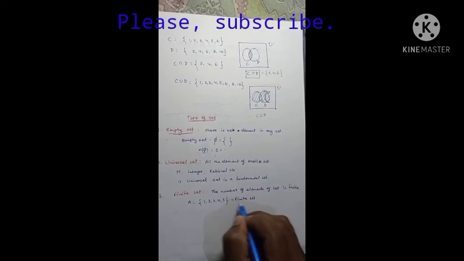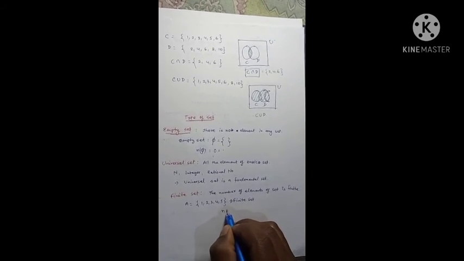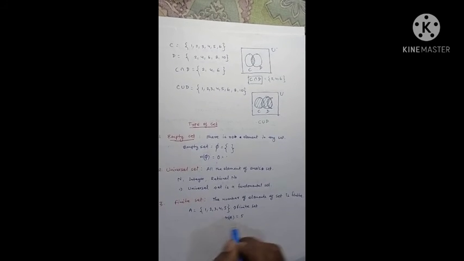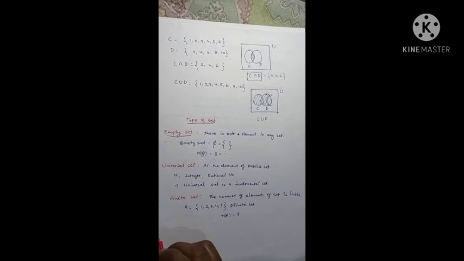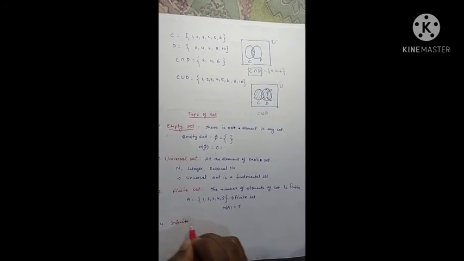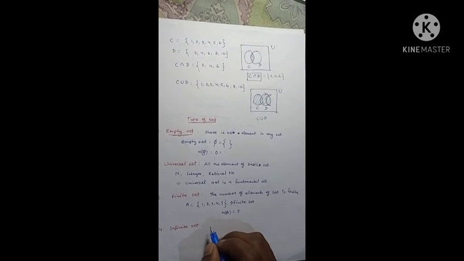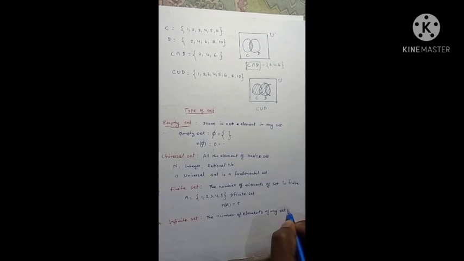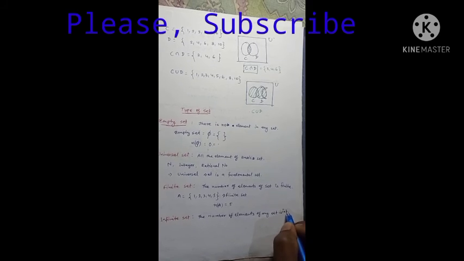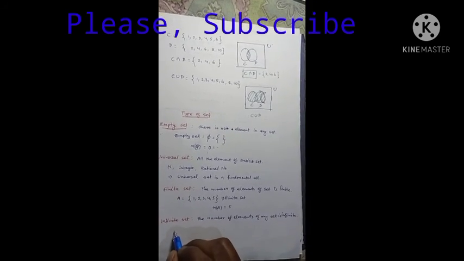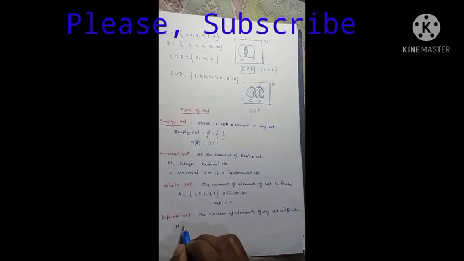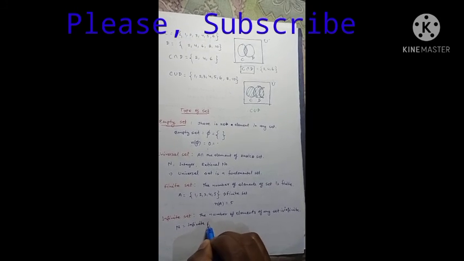Why? Because the number of elements in set A is 5. The total number of elements in set A is 5. So this is the finite set. Now what are infinite sets? It means the number of elements of the set is infinite. Let's suppose natural numbers. Natural numbers have an infinite number of elements. So this is called an infinite set.